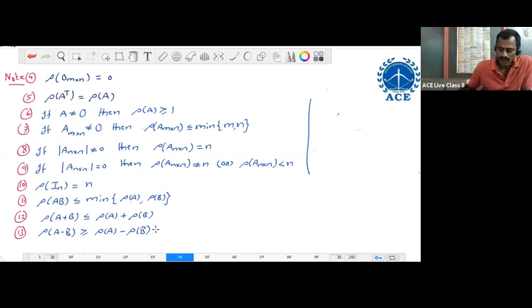Next, point 14. Every note point is one problem or one question only. You have to remember all these. Or if you know these results, based on this, we can do other problems. Next, 14th point.